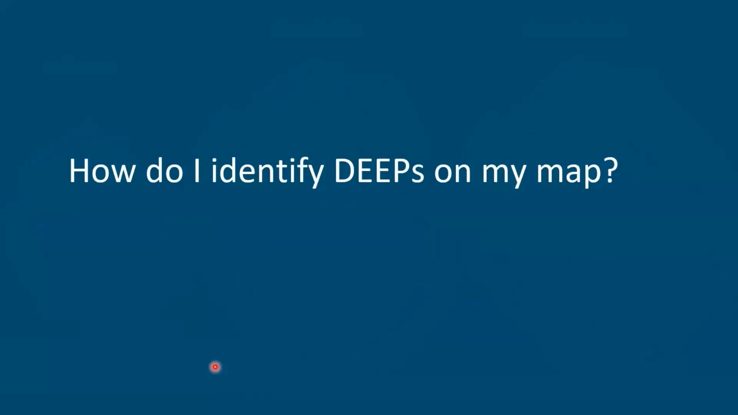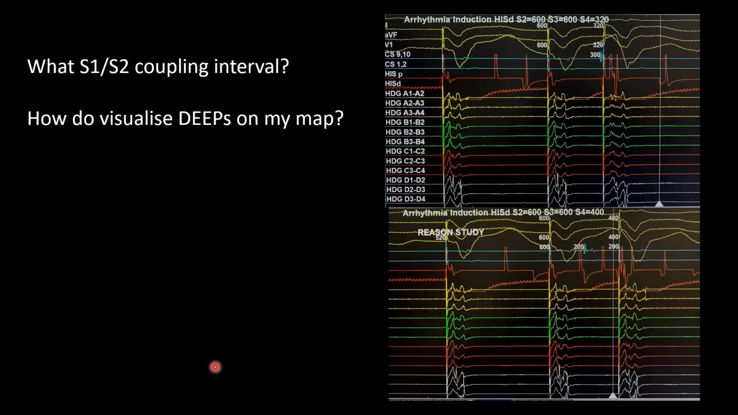So how do I identify deep potentials on the map? So this is our 600, 600, 320 interval, and we don't routinely do VRP plus 20. We're currently doing a study to see what is the right coupling interval to use. Is it VRP plus 20? Is it the VT cycle length? Is it an arbitrary 400 milliseconds? So we're doing multiple coupling intervals in every single VT patient to identify what correlates best with VT exit sites.